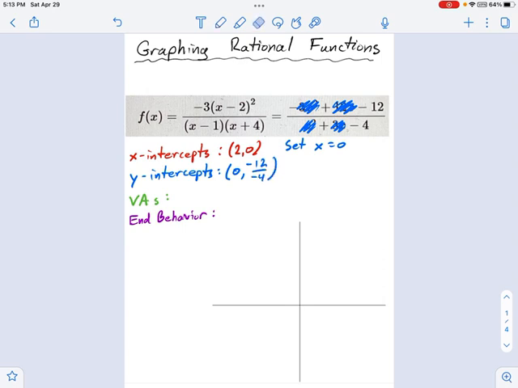Now that looks a little weird, right? We can do better than that. Negative 12 over negative 4 is just 3. So this y-intercept is going to be located at 0, 3. And I can clean this up a little bit. Okay, 0, 3 like that.